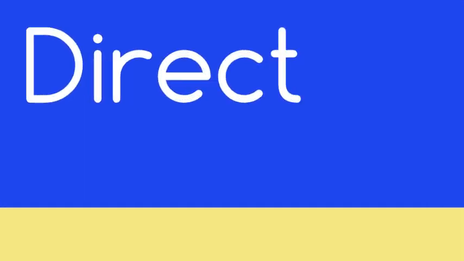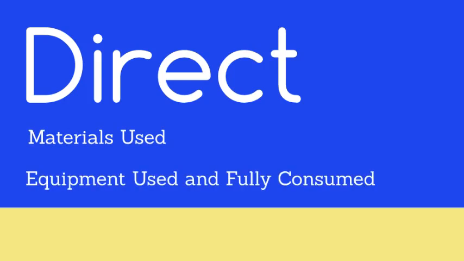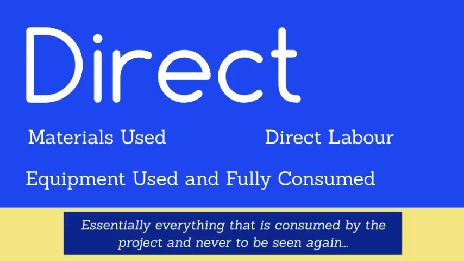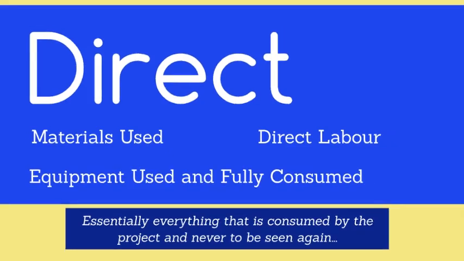A direct cost is a cost that goes directly into making the product or doing the work directly involved in the project. This could include materials used and directly consumed by the project, equipment used and fully consumed, or direct labour costs. Essentially, it's everything that is consumed by the project and never seen again. For example, when making a special one-off takeaway pizza, the direct costs include the food items used, the cardboard box it goes into, and the labour costs incurred by the person directly making the pizza.